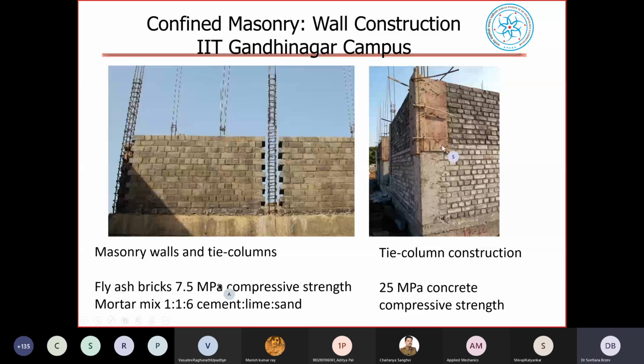I'm not going to show construction photos, but the publication illustrates the construction of all these buildings at the IIT Gandhinagar campus, and it can be downloaded free of charge. I will show it at the end of the presentation.